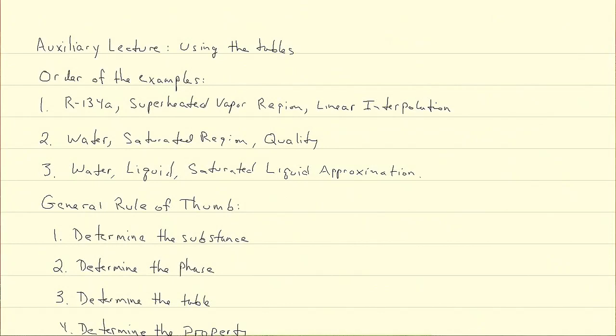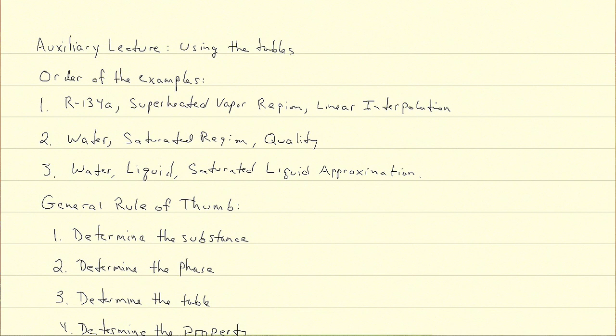An auxiliary lecture on the use of tables. Okay, so this is, of course, an important skill that you'll need to learn in MEEN 315, Principles of Thermodynamics. We're going to use tables repeatedly throughout the rest of the semester. This particular stage of using the tables has us using the tables for two substances. One is water, and the second is R134A.